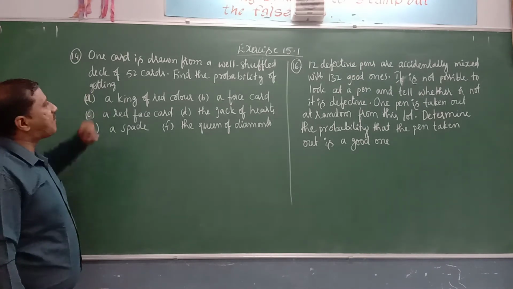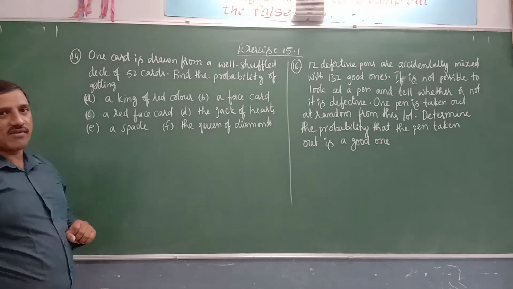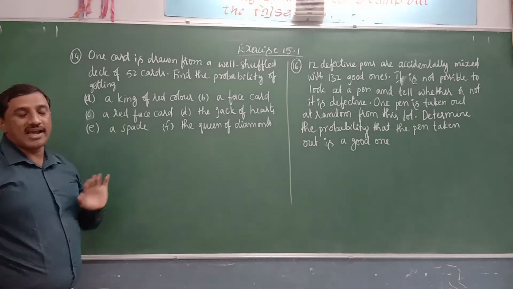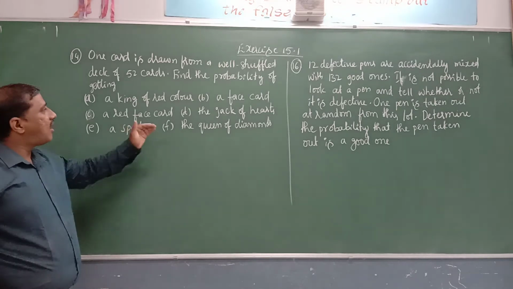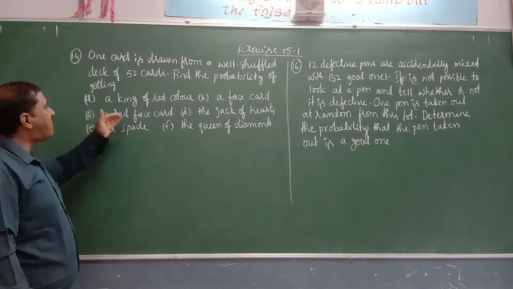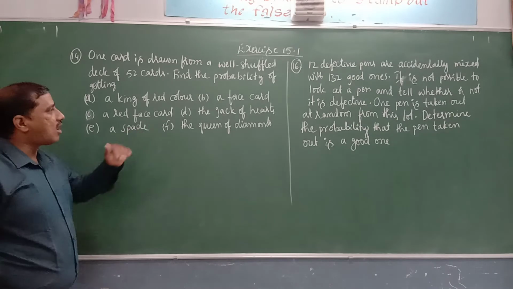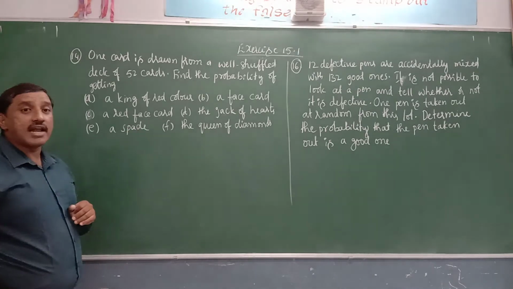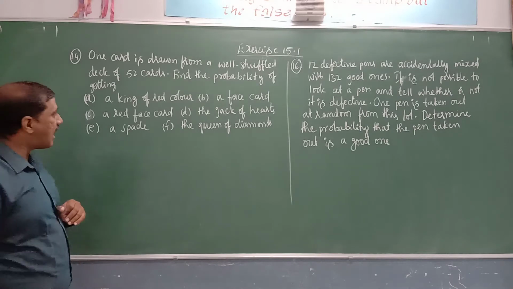We need to find the probability of getting: the card is a king of red color, a face card, a red face card, the jack of hearts, a spade, the queen of diamonds.